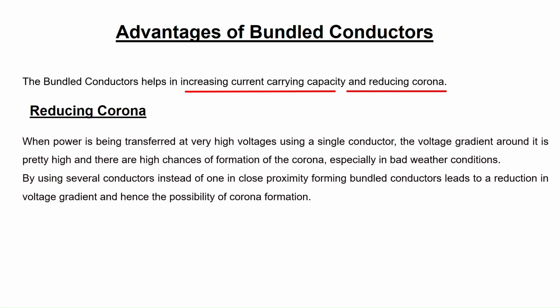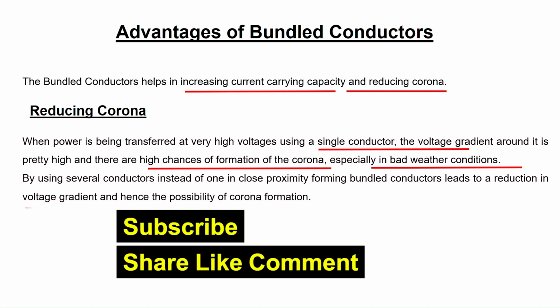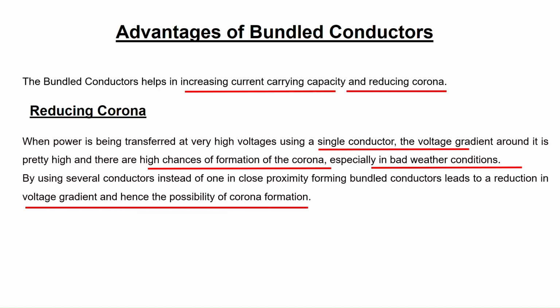When power is being transferred at very high voltage using a single conductor, the voltage gradient around it is pretty high and there is a high chance of formation of corona, especially in bad weather conditions. By using several conductors instead of one in close proximity, forming bundled conductors leads to a reduction in the voltage gradient and hence the possibility of corona formation. Actually, bundled conductors reduce the voltage gradient around the conductors. With the decrease in the voltage gradient, the possibility of formation of corona gets reduced.